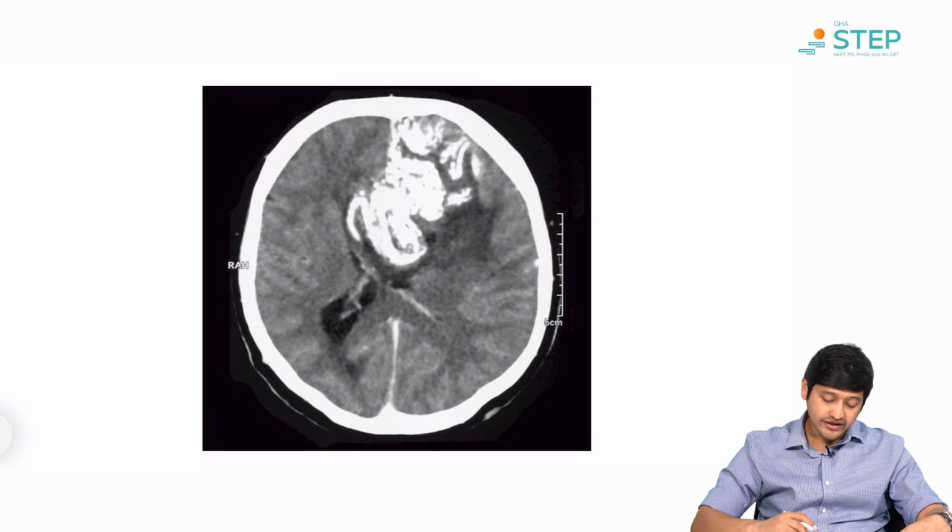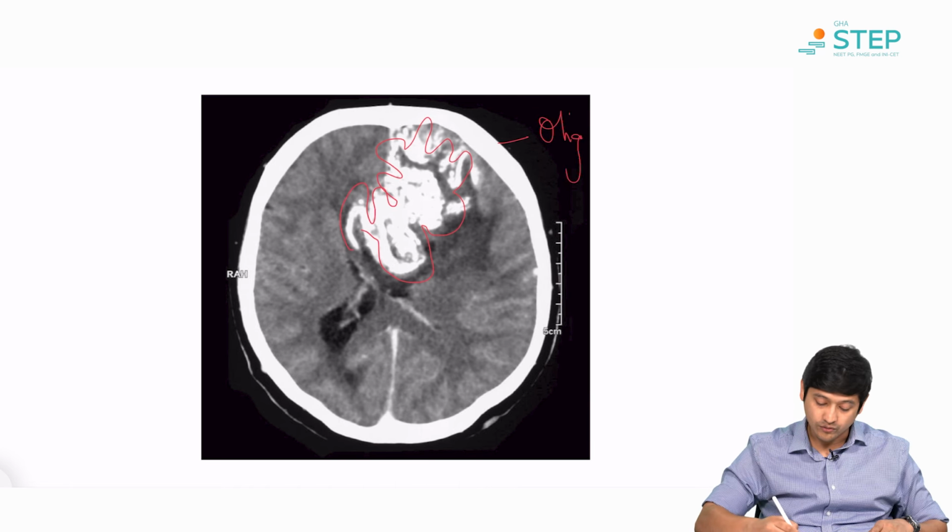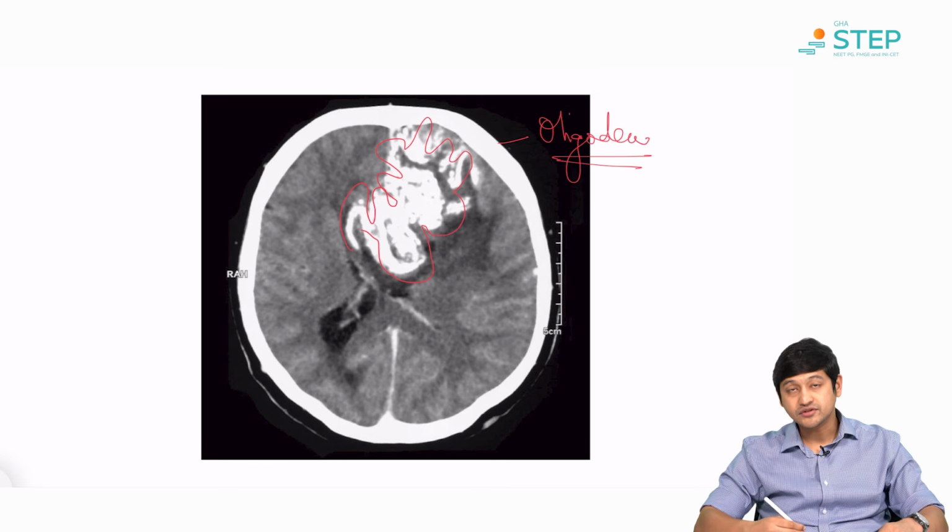All right, here you notice that there are multiple serpentine calcifications. This is an oligodendroglioma. All right, so this is a lesion which is going to be seen in the supratentorial or the cerebral compartment and is going to have extensive calcification.